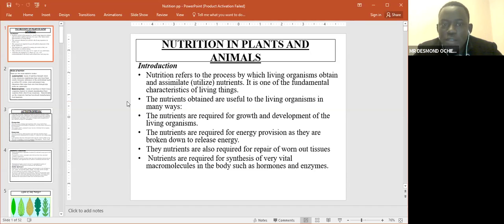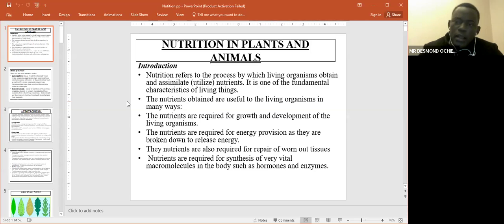So once again, we have defined nutrition as the process by which living organisms obtain or acquire and assimilate or utilize nutrients. These nutrients that are obtained are utilized to perform several functions, about 4 of which we have looked at.